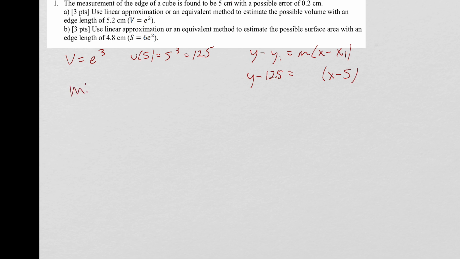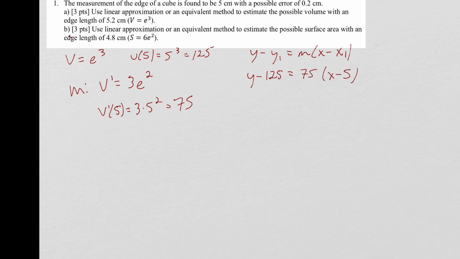So to find out my m, I just do v prime. And that is 3e squared. It's just power rule. And then I'm going to plug in my 5. So v prime of 5 is 3 times 5 squared. That gives me 3 times 25, which is 75. So that just becomes the m. So I'm going to write my 75 here.